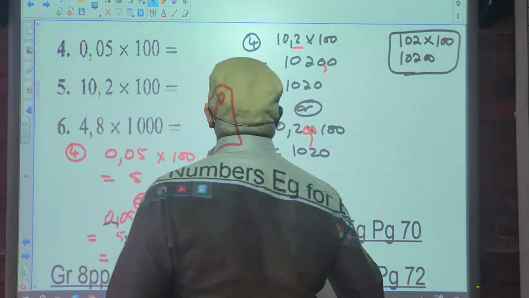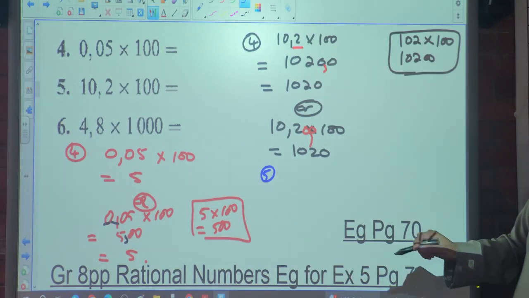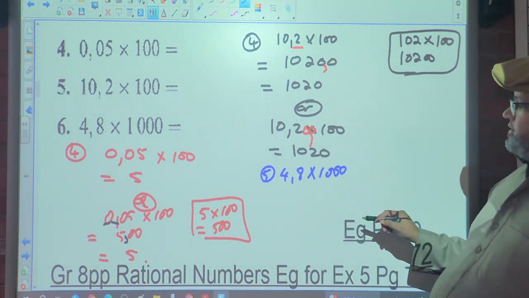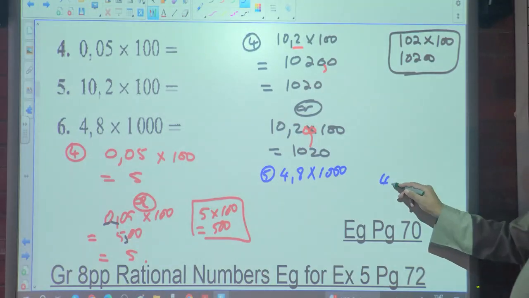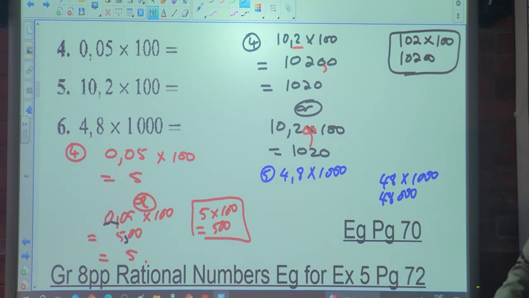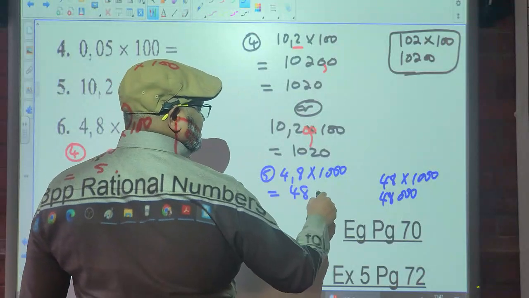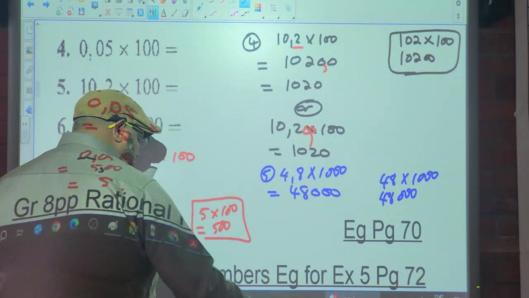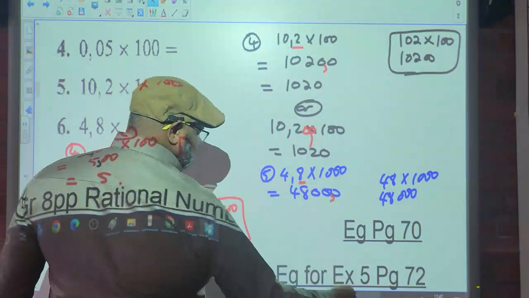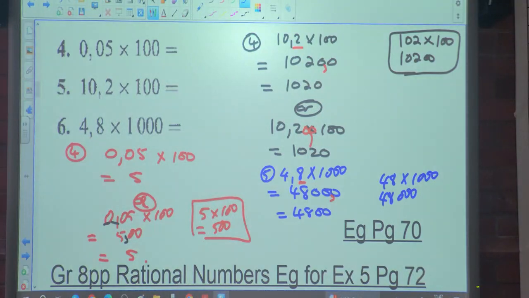Let's look at number 5. This is 4,8 times 1,000. So if I say 48 times 1,000, it's going to give me 48,000. Not so? Yes, sir. In other words, it will be 48,000. So how many digits are after the comma? 1. So I'm going to move 1 digit so it goes there. In other words, it's going to be 4,800. So 4,800. That's one way of doing it.